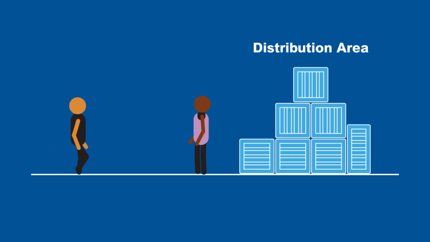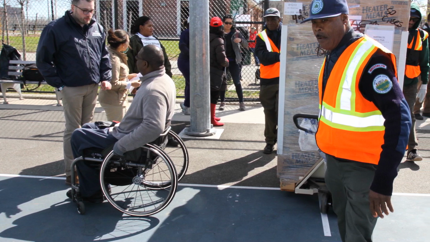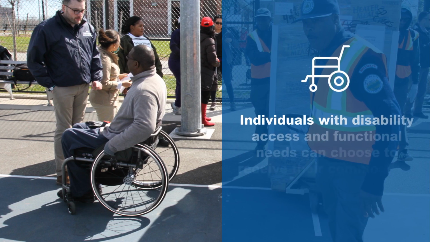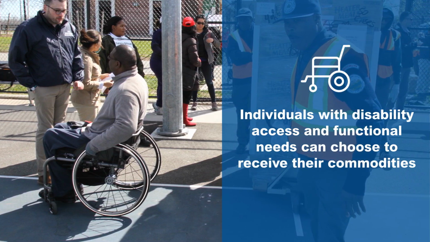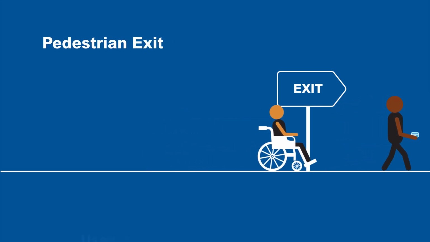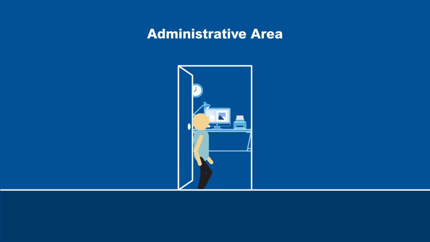Staff will be in this section to assist with questions and to give each person who enters the site their portion of commodities. An accessible distribution area should be identified in this section where individuals with disability access and functional needs can choose to receive their commodities. The pedestrian exit will be used by the public to exit the CDP site. The administrative area is located where administrative supplies are stored, forms are completed, and staff are able to sign in and out before and after each shift.